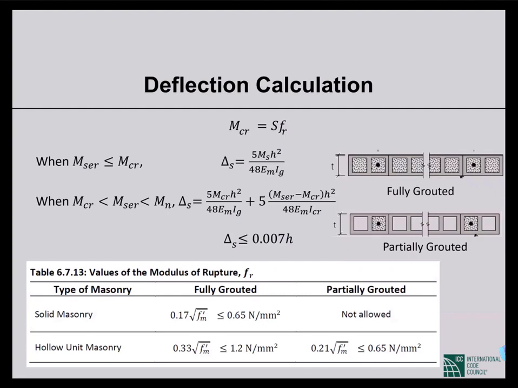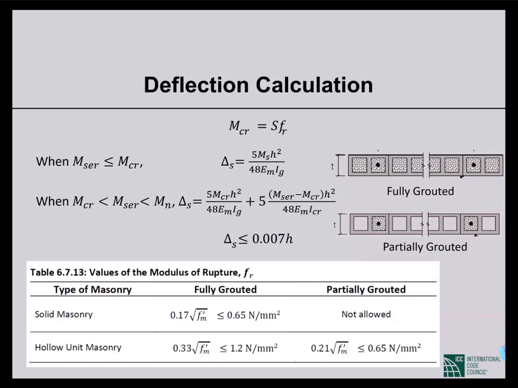Remember, slender walls will always have to be reinforced masonry. We cannot design slender wall for unreinforced masonry. So the cracking moment is defined as the section modulus S multiplied by the modulus of rupture, FR. There is a mistake in the code.